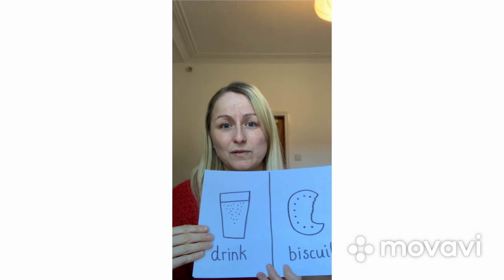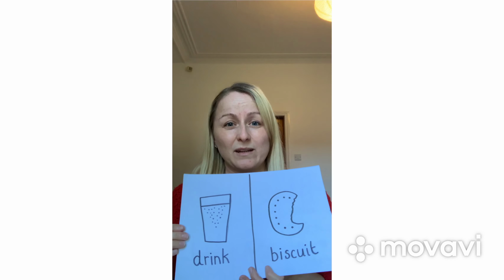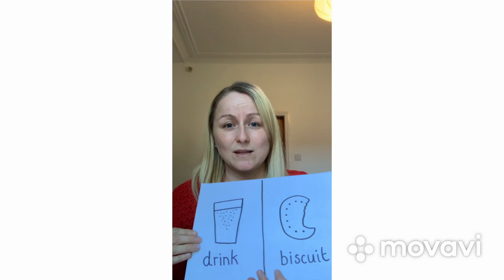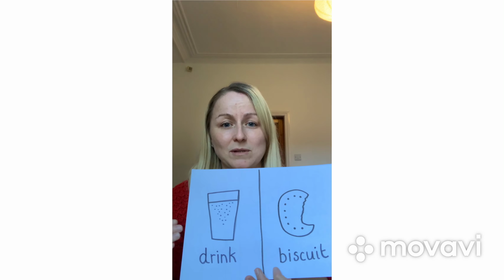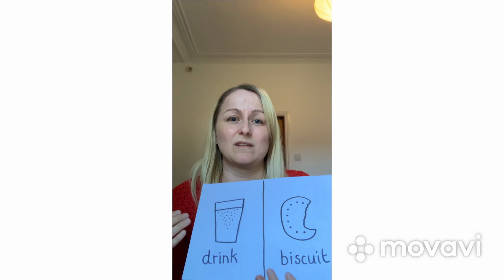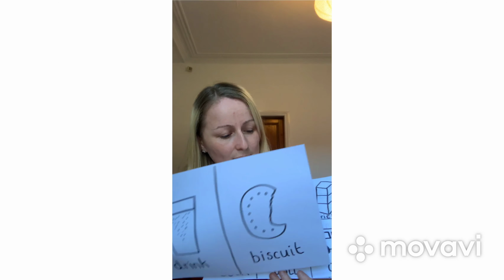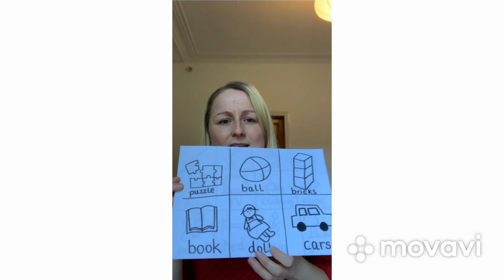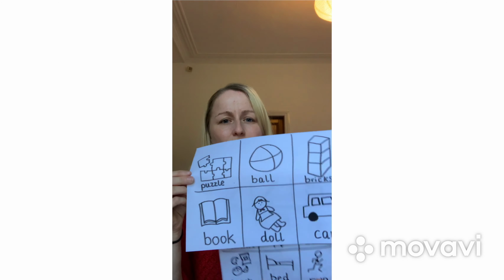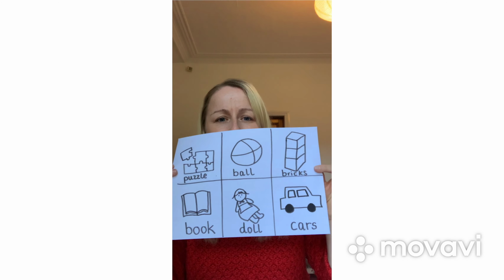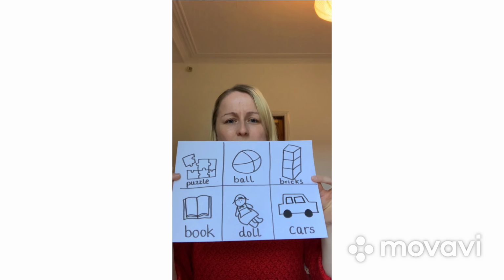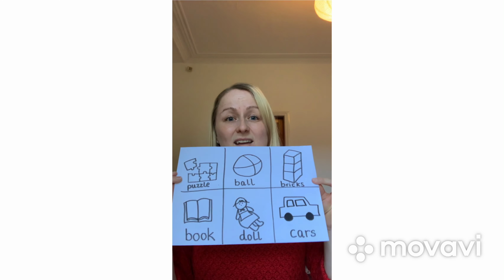If you've already worked with symbols, or you know that they are working with symbols and they do understand them, you might know that they're using them in school, then you might be able to offer some more choices. So on here you can see this one has got 6 symbols. Just hold it up like that. So you've got a puzzle, ball, bricks, book, doll and cars.